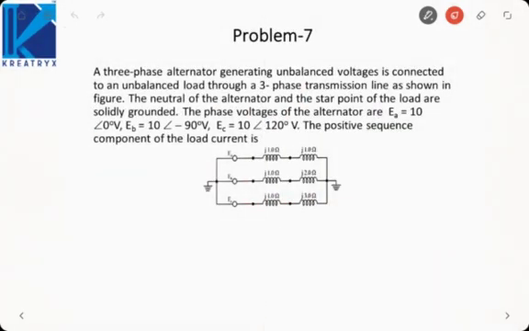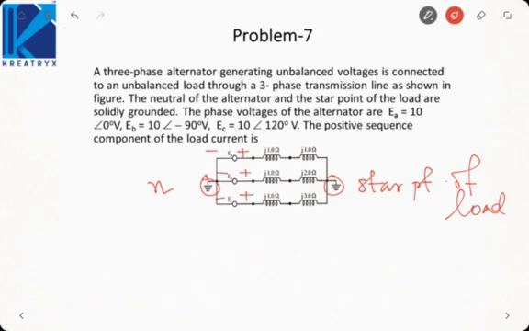In our next problem, it is saying a three-phase alternator generating unbalanced voltages is connected to an unbalanced load through a three-phase transmission line. The neutral and star point of the load are grounded. This is the neutral of the source. This is the star point of the load. Both are grounded. So these voltages can be written as minus plus, minus plus, minus plus, because in star connection, we will connect the negative of all the voltages together. The phase voltages are 10 angle 0, 10 angle minus 90, 10 angle 120.